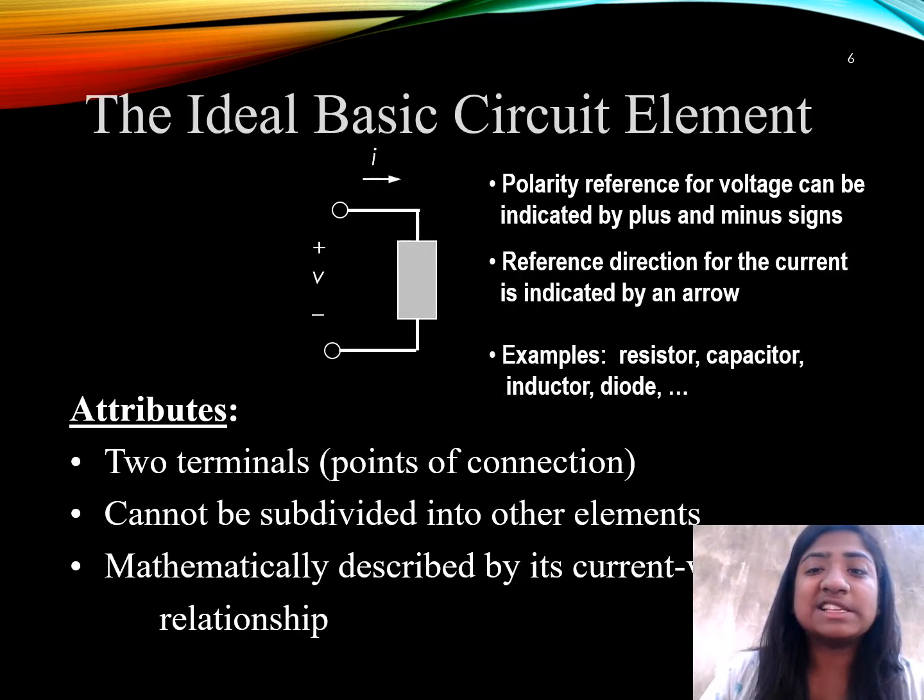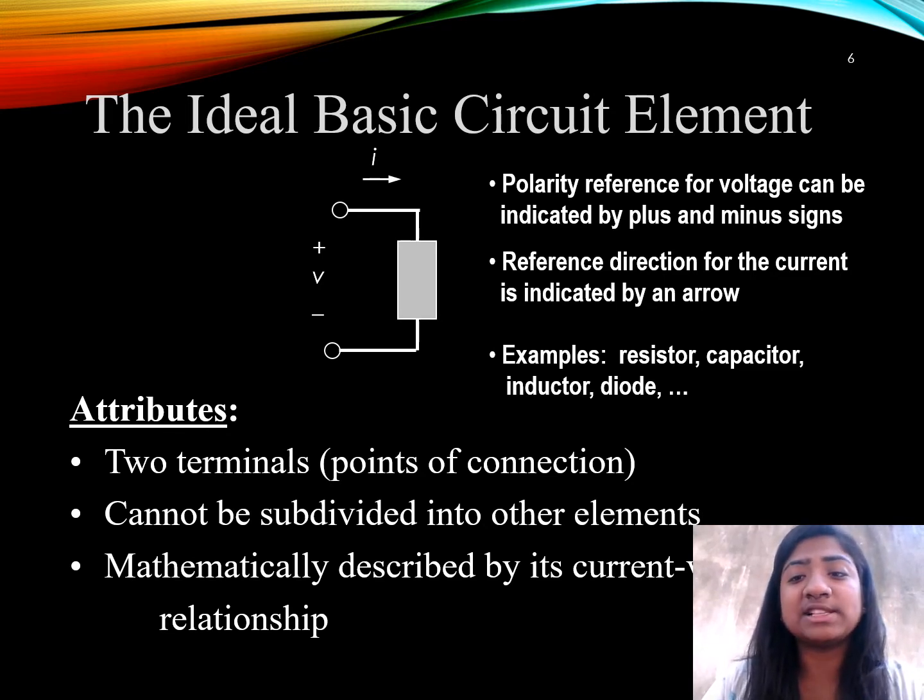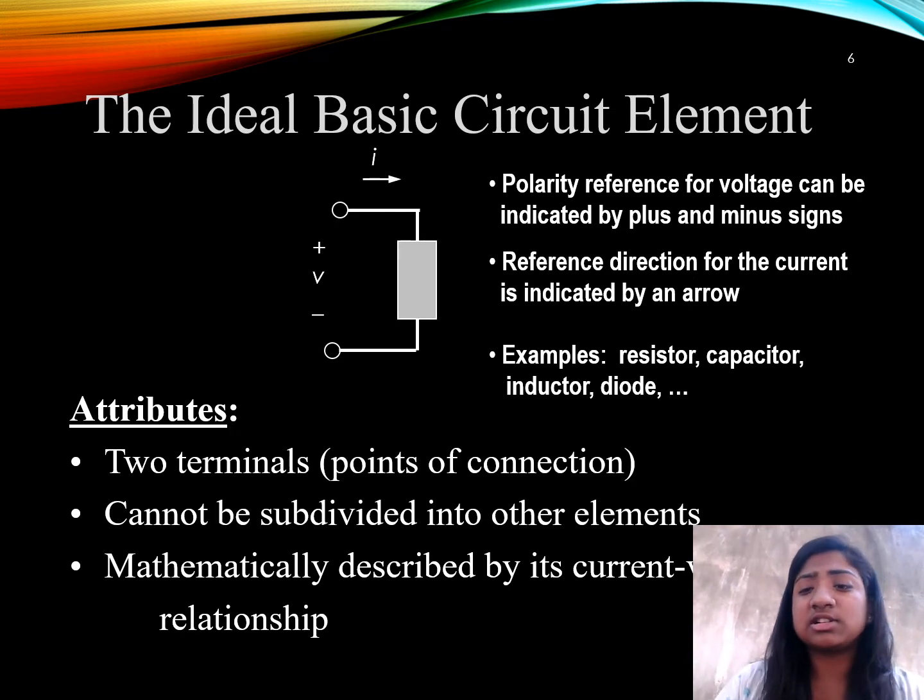The ideal basic circuit element. Polarity reference for a voltage can be indicated by plus and minus signs. Reference direction for the current is indicated by an arrow. Examples: resistor, capacitor, inductor, diode, etc. Its attributes are: two terminals, that is, points of connection; it cannot be subdivided into other elements; and it is mathematically described by its current and voltage relationship.